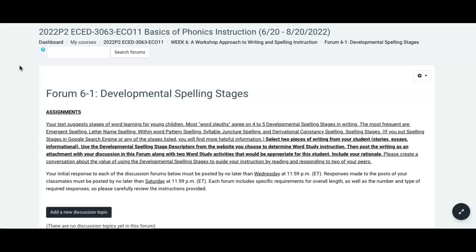Let me repeat that. You're going to select 2 pieces of writing from your student. You're going to use a developmental spelling stage descriptor from a website that you have chosen. And you're going to attach 2 word study activities that go with that spelling stage and the rationale to use those with your student. Again, if you have questions, please ask me.